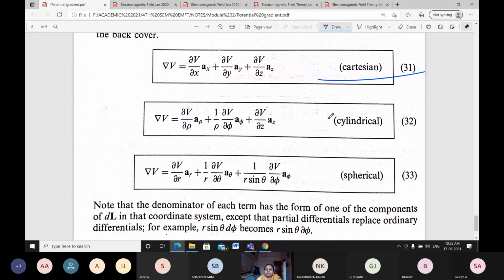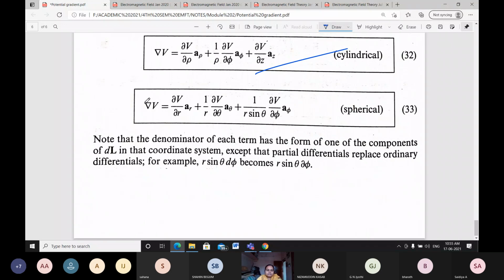Then this is in terms of cylindrical, and in terms of spherical, del of V is equal to dou V divided by dou r of ar plus 1 by r, dou V divided by dou theta of a theta plus 1 divided by r sin theta, dou V divided by dou phi of a phi. This is in terms of the spherical coordinate system.